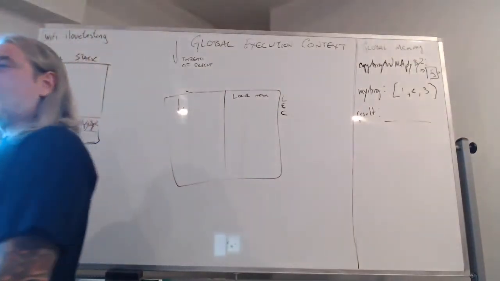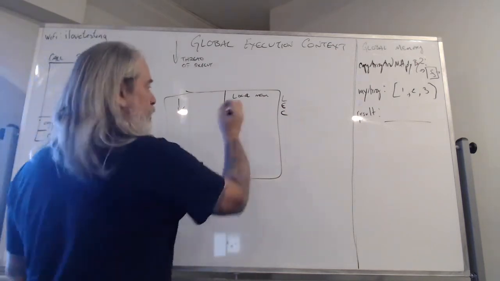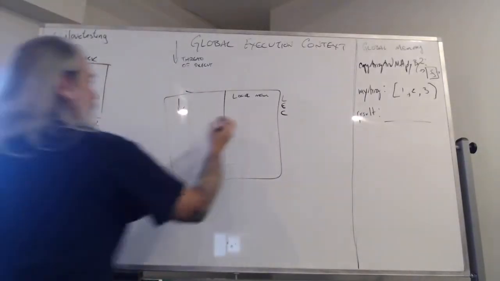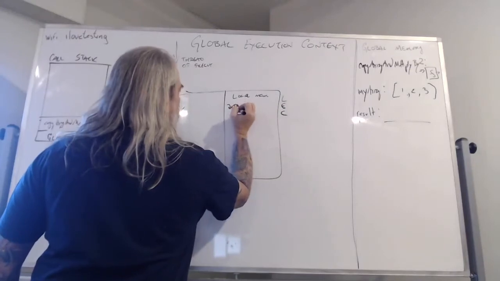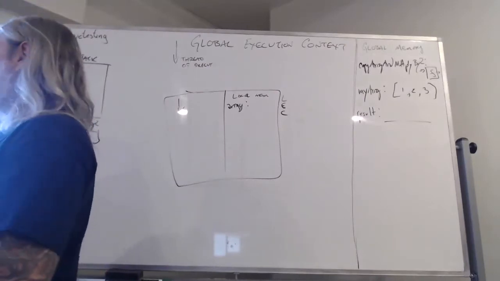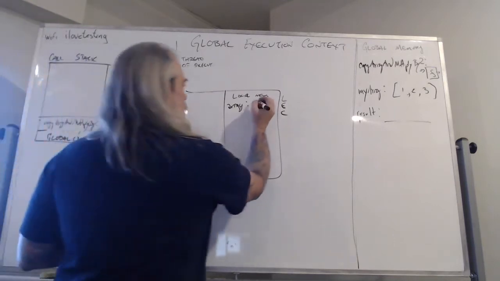What's the first thing we do whenever we invoke a function? The parameters. We're going to look at the parameters. So we're going to do what with them? It's my array, so we're going to create, declare variables within local memory. So we're going to create variable array in local memory and give it the value of my array, which is 1, 2, 3.